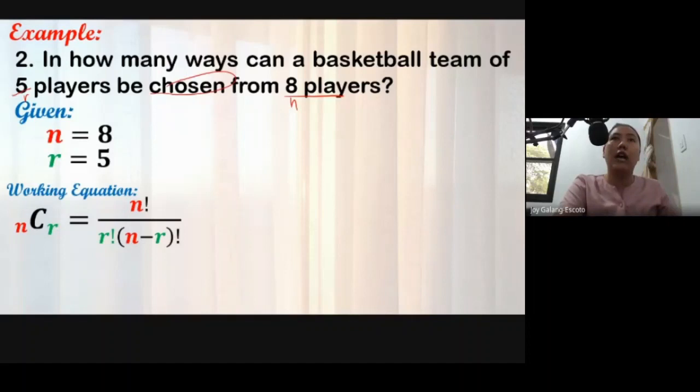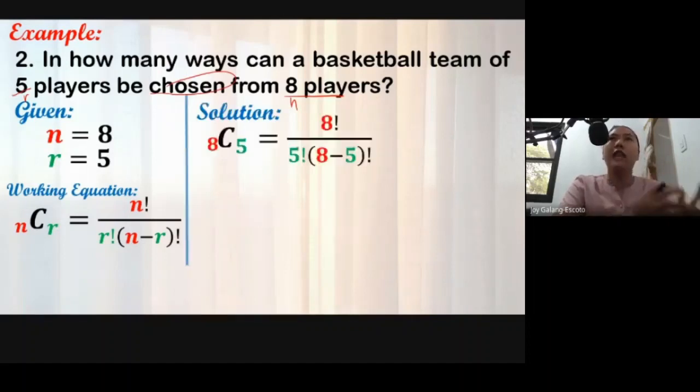Now, next, after that, just simply substitute. N is 8, r is 5. So you will have the combination of 8 things taken 5 at a time is equal to 8 factorial over 5 factorial, quantity 8 minus 5, quantity factorial. Now, as for PEMDAS, you have to evaluate this first. 8 minus 5 is 3, and then the factorial, that is 3 factorial.